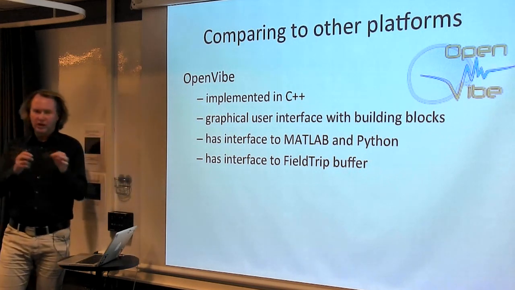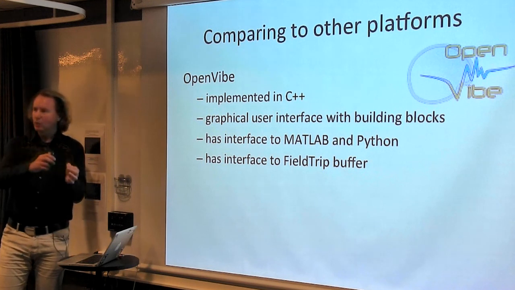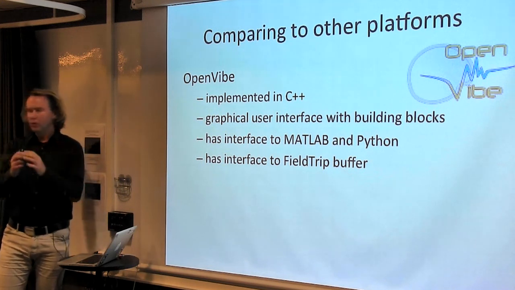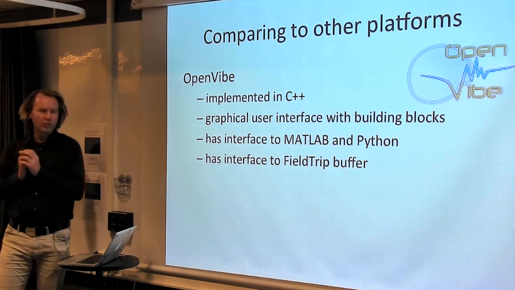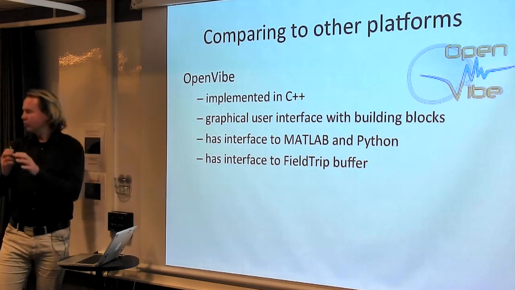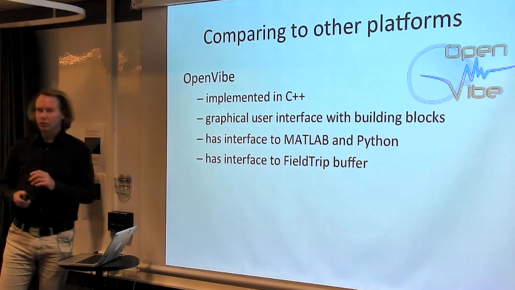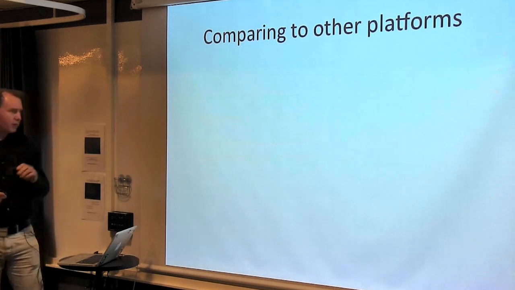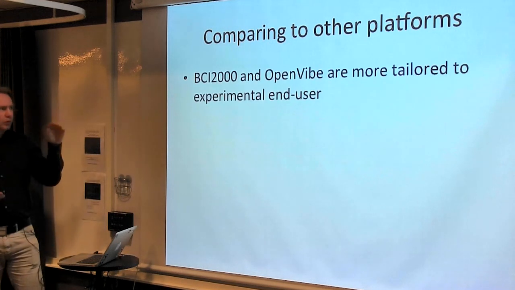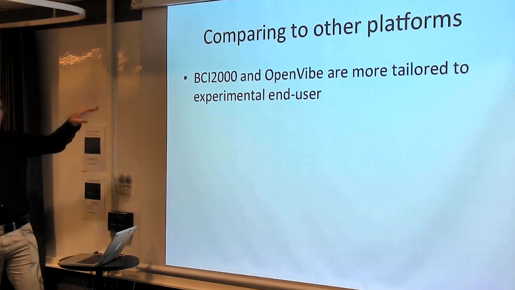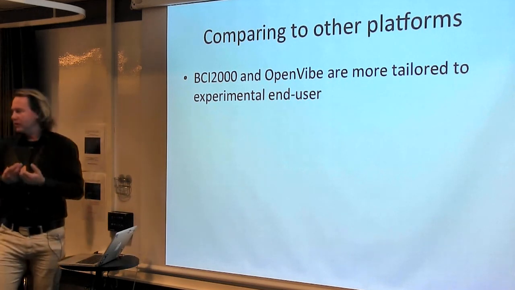So it's not about making a choice for either one or the other. You can explore both, or you can explore all three of them, and you can make your choice which is the most appropriate tool for getting your research done. If I compare the filter buffer to the other platforms, then BCI 2000 and OpenVibe are more tailored to the experimental end user.